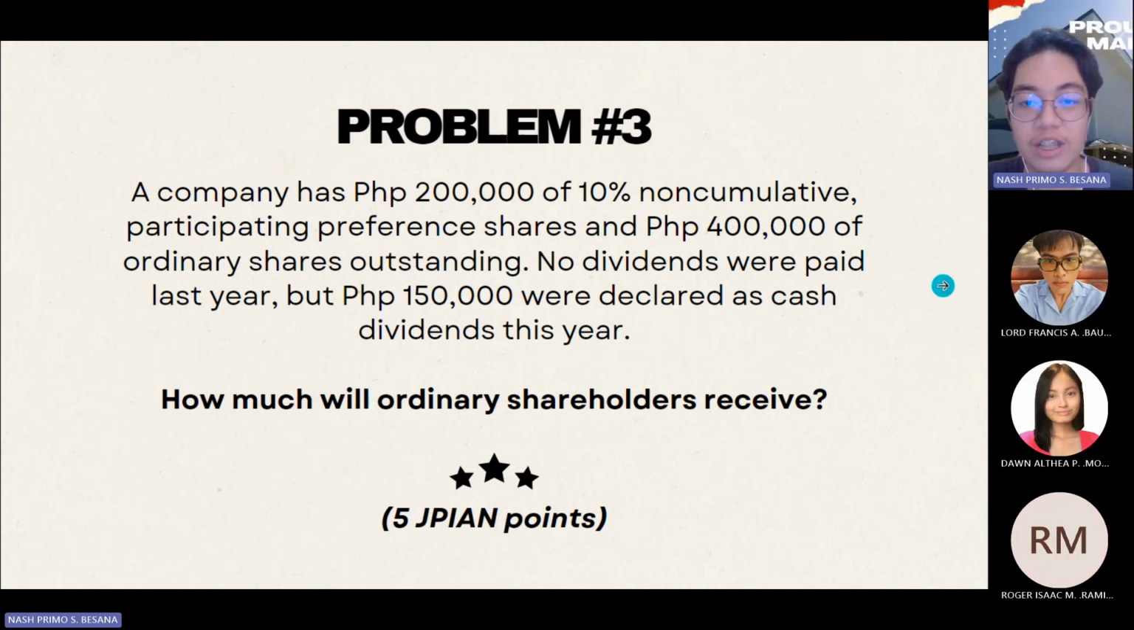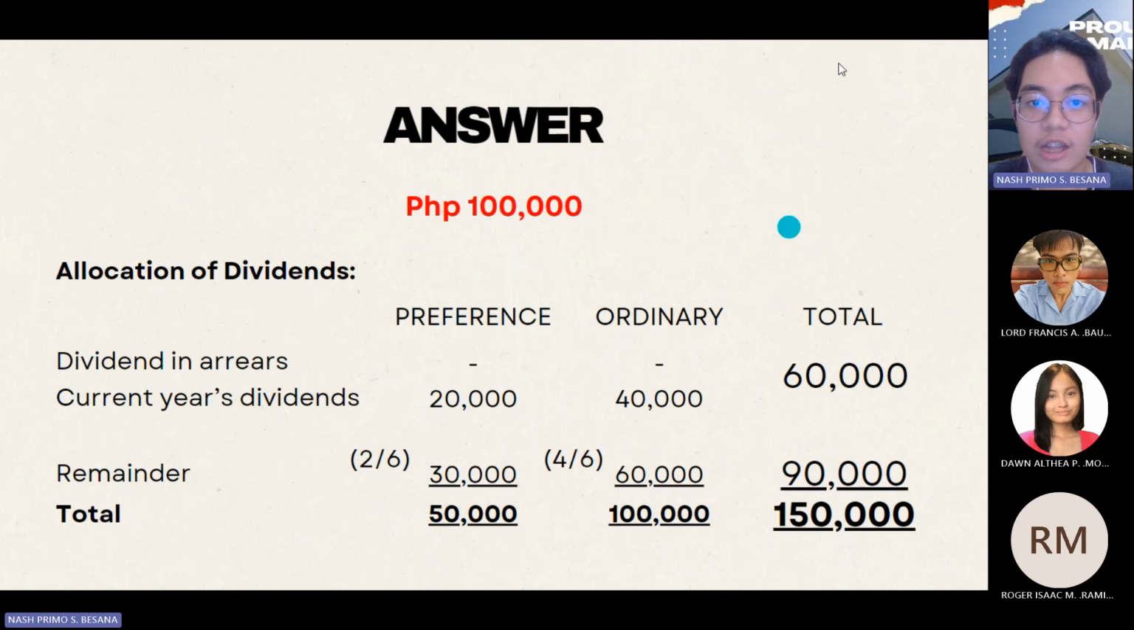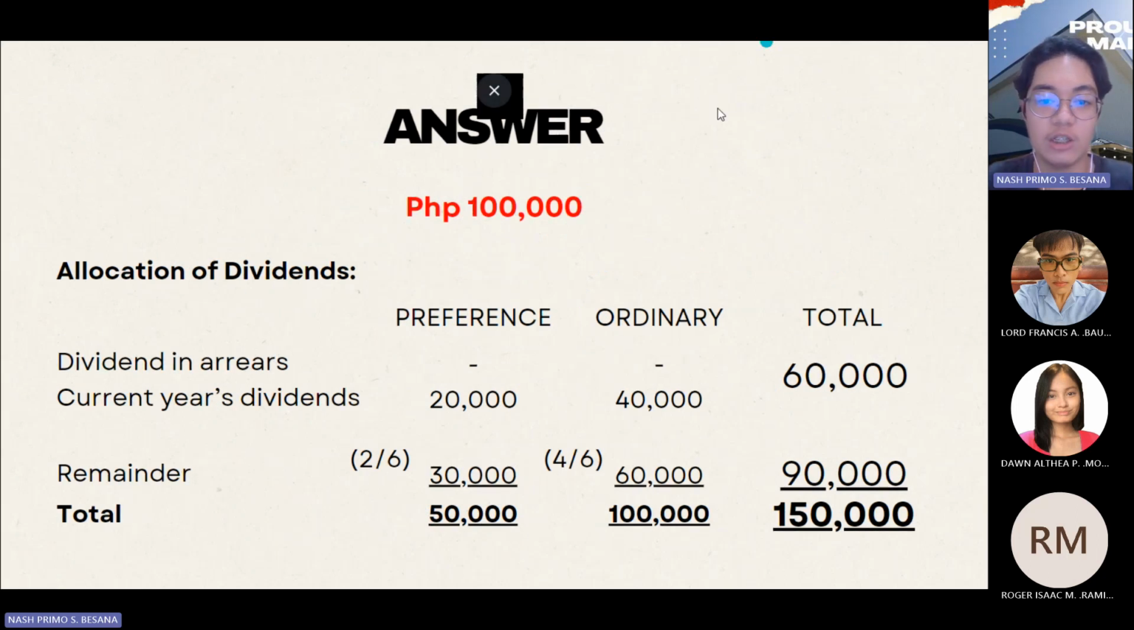So, let us reveal our answers for this problem. 100,000 pesos yung mabibigay kay ordinary share. So paano ba natin mako-compute yung 100,000 pesos? First of all, yun nga yung sa table earlier, dividend in arrears una.